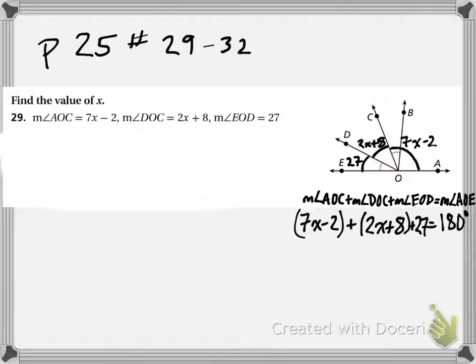Okay, and we're going to combine our like terms, 7x and 2x. That gives us 9x. And a minus 2, positive 8, and a positive 27. I'm going to do 27 minus 2 is 25. 25 plus 8 is 33. Bring down the equal sign. Bring down the 180. And I'm going to subtract 33 from both sides.